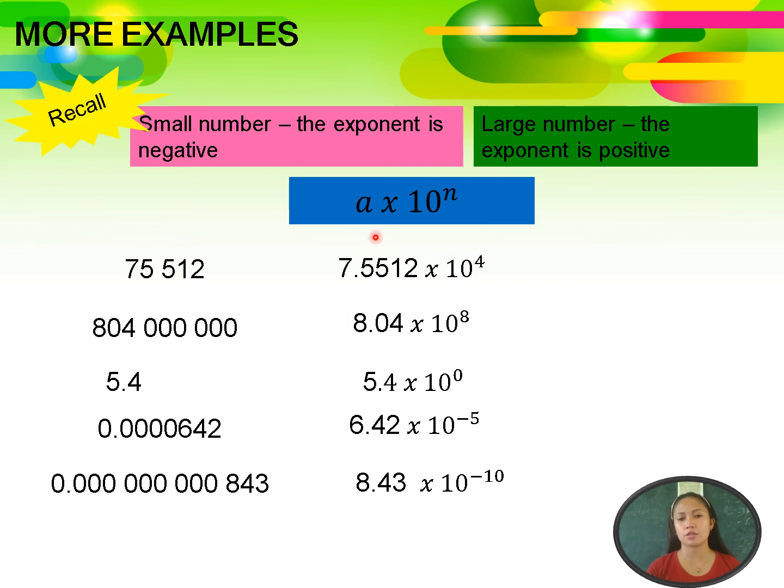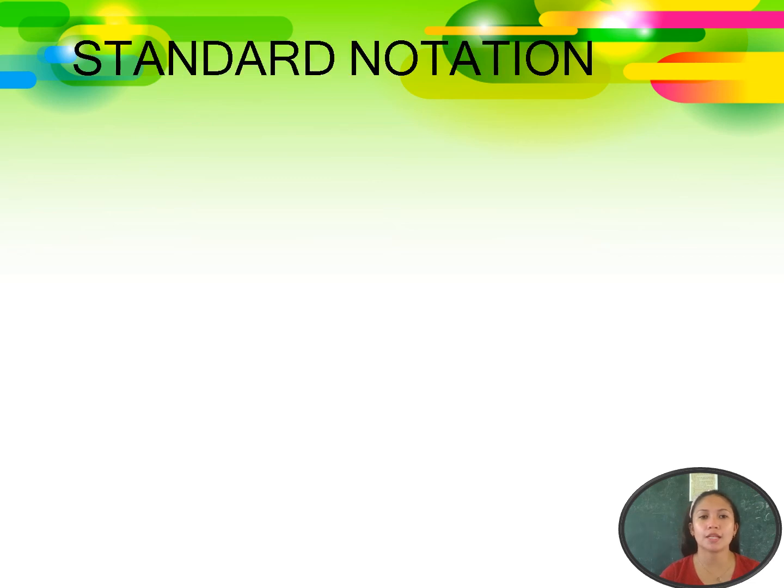It satisfies already the condition that our first factor should be greater than or equal to 1 but less than 10. Times, just copy the constant 10 and the number of movements, that's negative 10, since this is a very small number. What if the given is written in scientific notation and we're going to write it into its standard form or decimal notation?